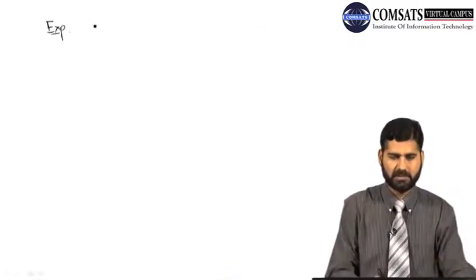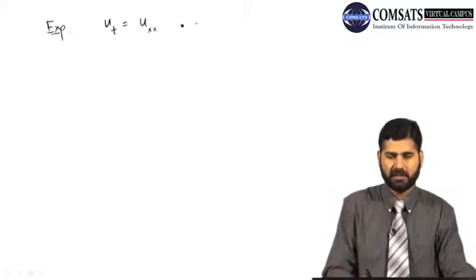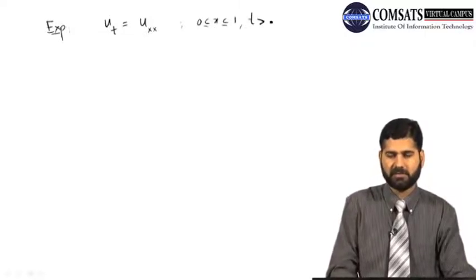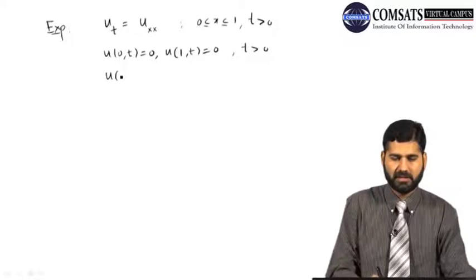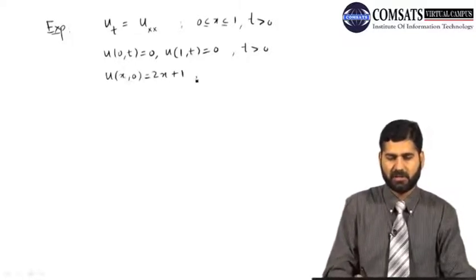So our example is u_t = u_xx, where x goes from 0 to 1 and t is positive. The boundary conditions are that u(0,t) is equal to 0 and u(1,t) is also equal to 0 for t positive, and the initial condition u(x,0) is 2x + 1 for x between 0 and 1.